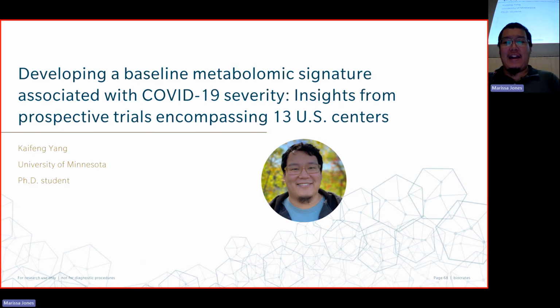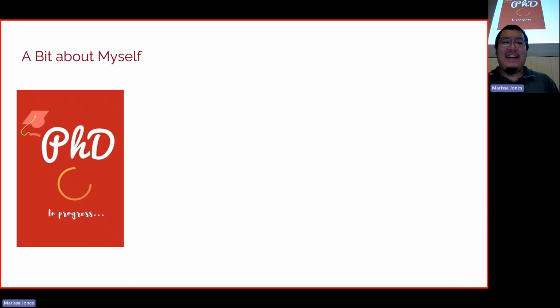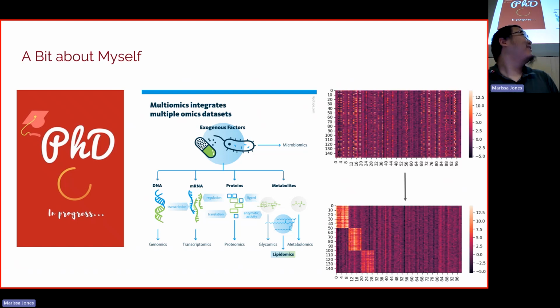So today I'm going to talk about my collaborative project on developing a baseline metabolomic signature that is associated with COVID-19 severity. So Merida has already introduced a little bit about myself. I'm a Ph.D. student in my fifth year, and my research interest mainly lies in multi-omic study, including integration, biomarker identification, and also biclustering for subtyping. So this is one of the biclustering projects that I'm working on. I'm trying to find patterns from the map here to reorganize it into detectable patterns like that.